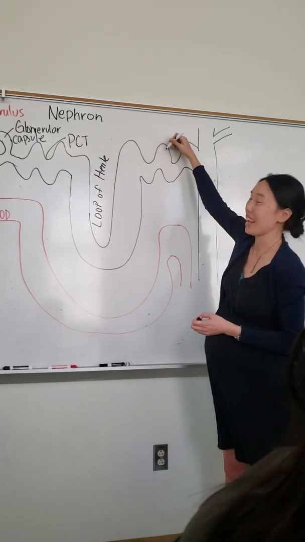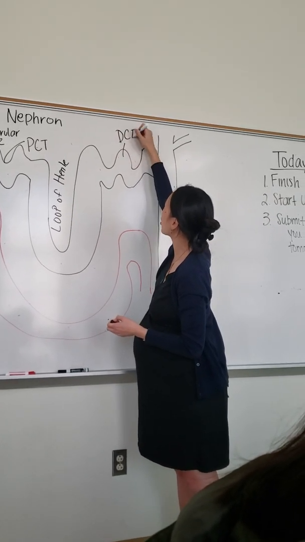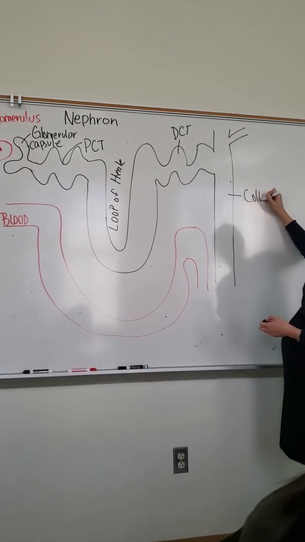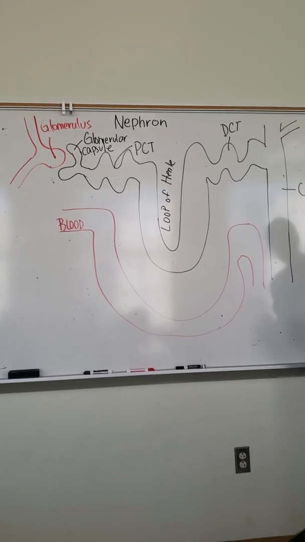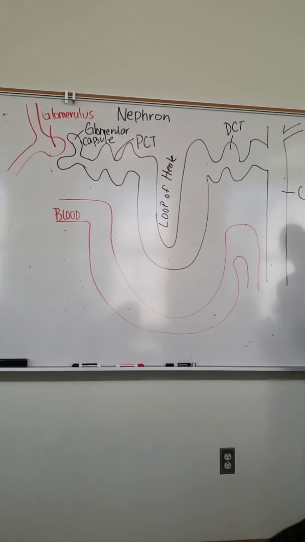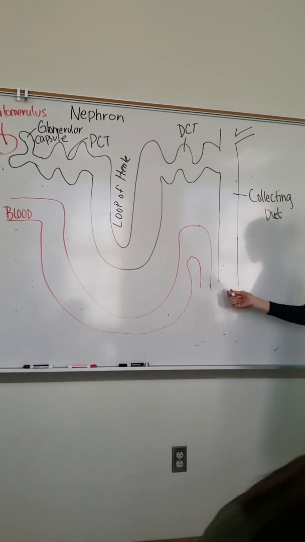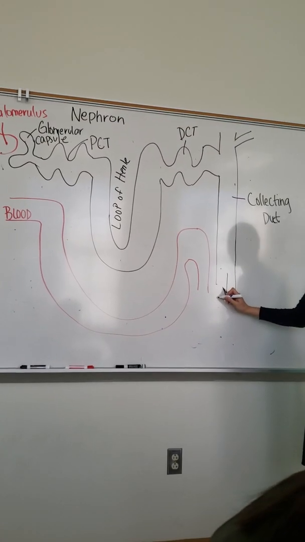Okay, followed by distal convoluted tubule, and then finally my collecting duct. All right, and notice at the very end of my collecting duct on the diagram, there's a little arrow, and what does that say? Urine.